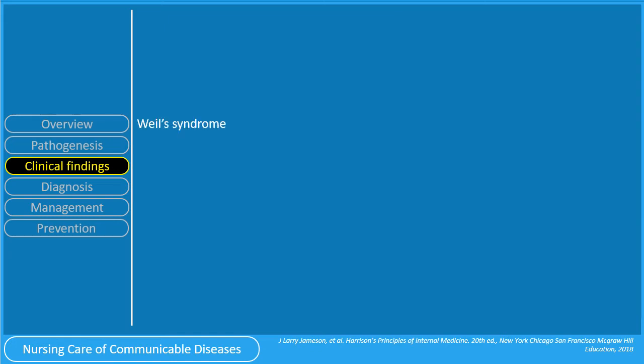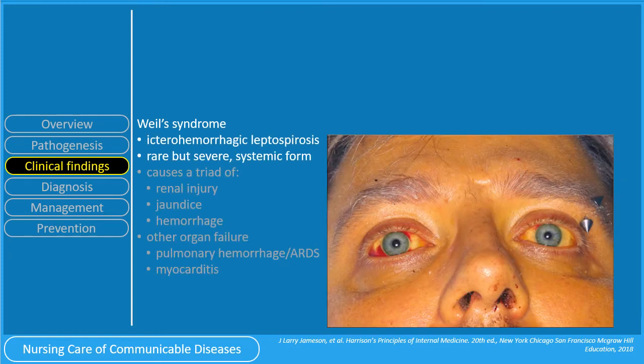In approximately 10% of cases, leptospirosis presents as a severe disease, and this is particularly important because the mortality rate in these cases can go as high as 40%. This rare but severe and systemic form is known as Weil's syndrome, or icterohemorrhagic leptospirosis. It causes the triad of renal injury, jaundice, and hemorrhage.